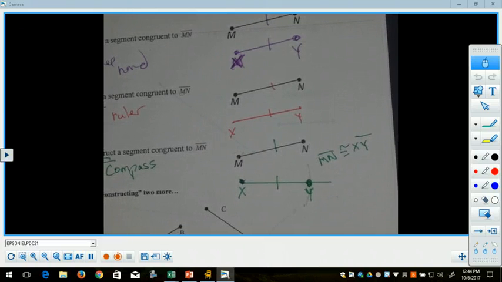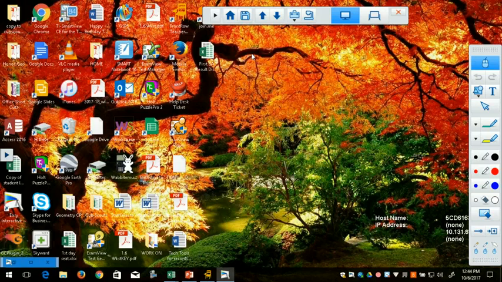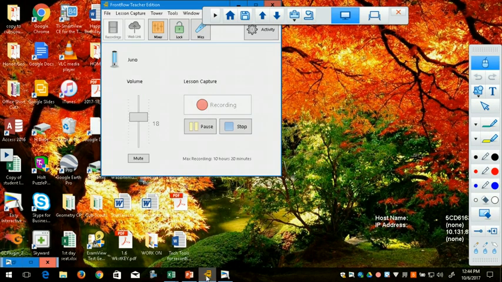Yes? I don't understand. Which part? The part about the compass. How to use the compass.